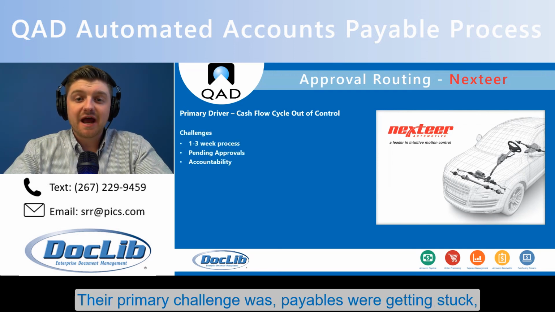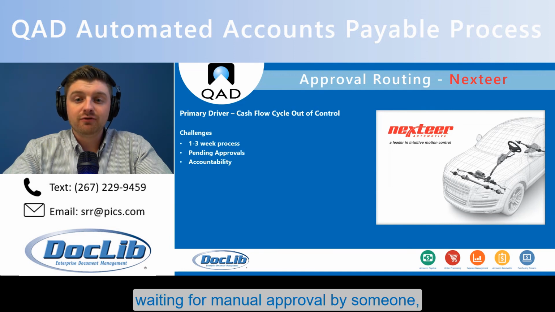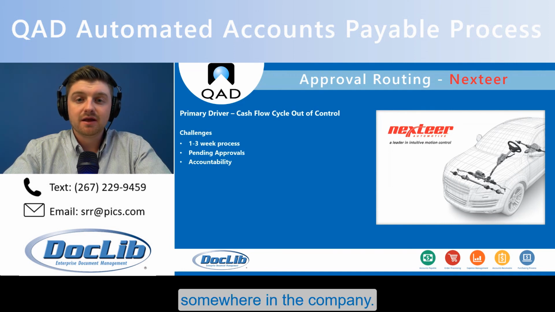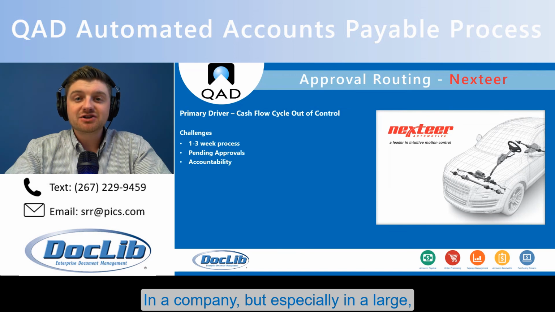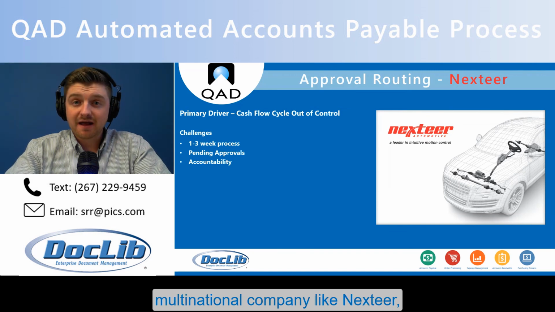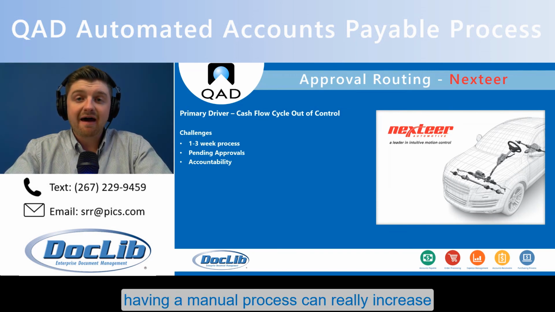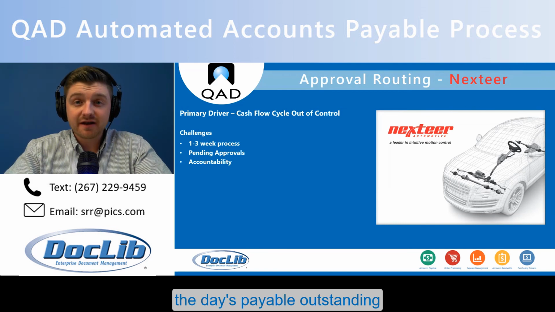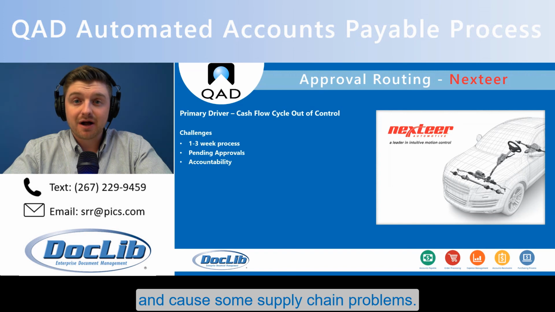The primary challenge was payables were getting stuck waiting for manual approval by someone somewhere in the company. In a company, but especially in a large multinational company like Nexteer, having a manual process can really increase the days payable outstanding and cause some supply chain problems.